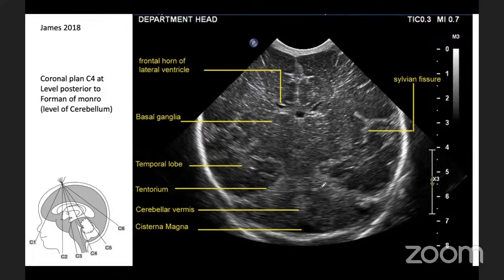And now you can see here the cerebellum. This is the tentorium cerebelli. This is the midline cerebellar vermis. And this is the cisterna magna. Sylvian fissure is still seen here in this view.